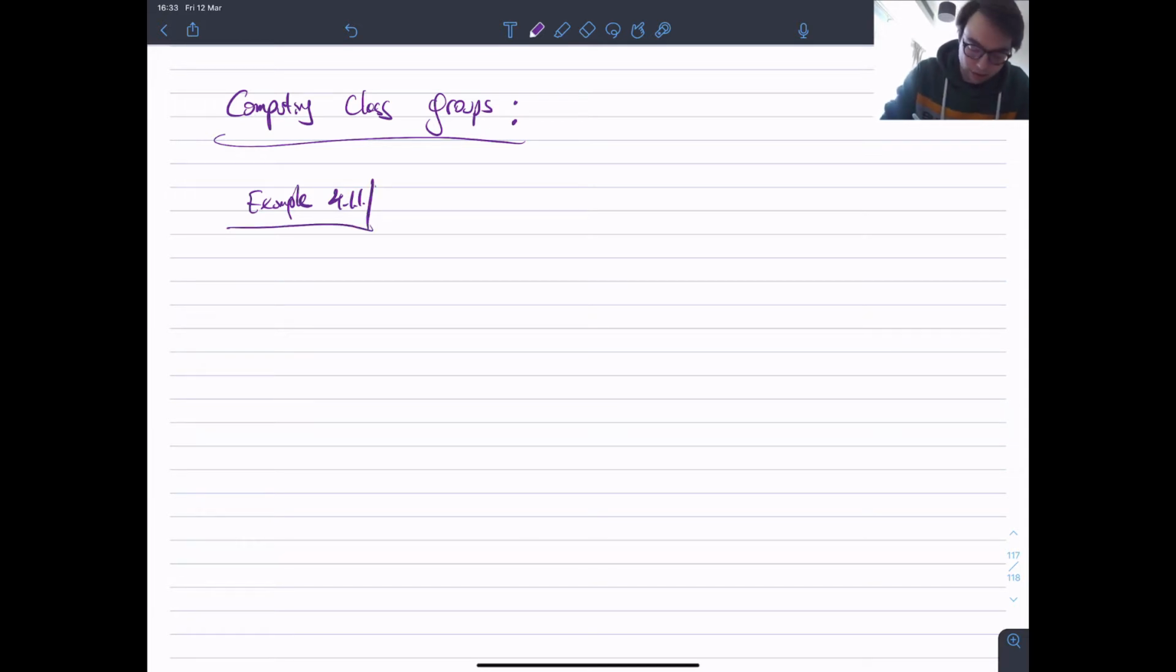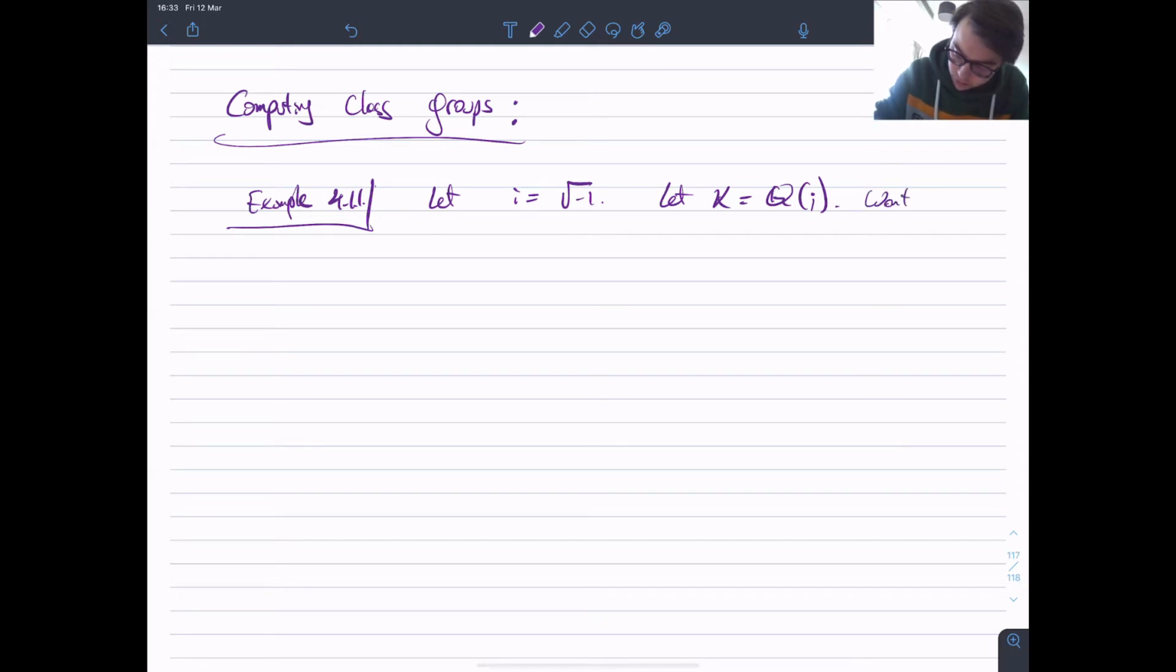So you'll see that this isn't very hard. I'm going to let i be the usual square root of -1. So we're going to look at the class group of the Gaussian integers. Let's look at K being Q(i), this Gaussian field, and we want to compute the class group of K. So how do we start?